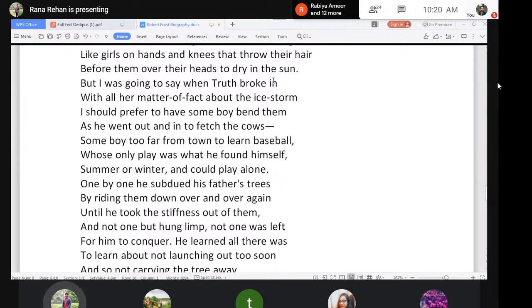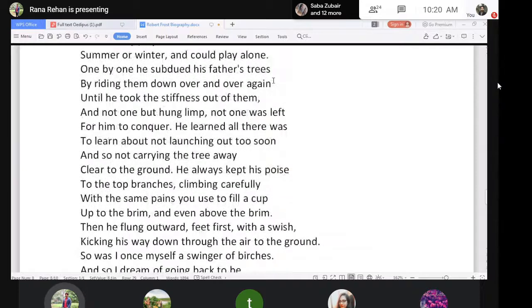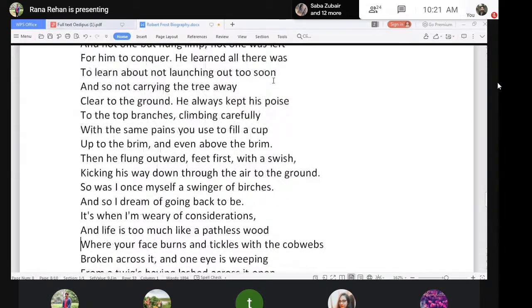And he also learned many lessons from it. He learned all there was to learn about not launching out too soon, and so not carrying the tree away clear to the ground.